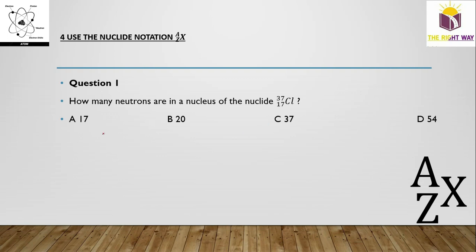Question number 1. How many neutrons are in a nucleus of the nuclide 37 17 Cl? So the proton number Z is equal to 17 and the nucleon number A is equal to 37, and the neutron number is A minus Z. So 37 minus 17 is equal to 20. So your protons are 17 and your neutrons are 20.